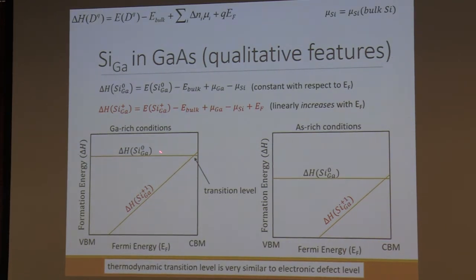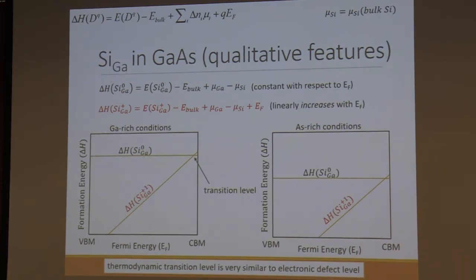Now, the formation energy of the charged defect, well, it's just a straight line. The only dependence on the Fermi energy is this plus EF. So it has a slope of 1 because it's a singly charged defect. So that's this line here. So essentially that's all that's being plotted in those pictures: the formation energy for different charge states of defects, where you have the formation energy versus the Fermi energy.